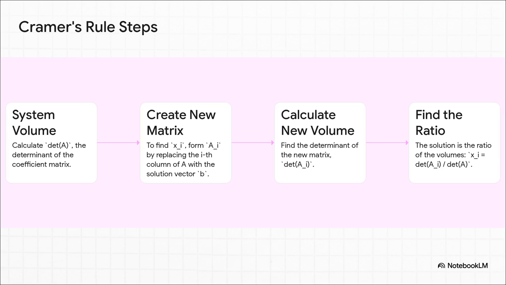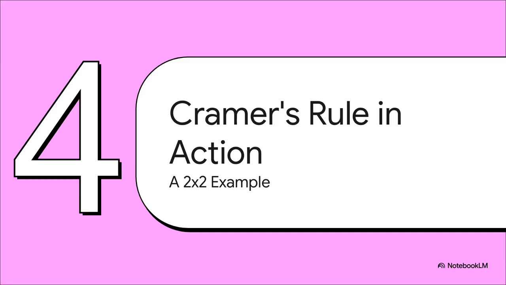First, you calculate the determinant of your main matrix of numbers. Let's call that the total volume of the system. Then, say you want to find x. You make a new matrix by swapping out the column for x with the answer column from your equations. You calculate the volume or determinant of that new matrix, and the value for x is just the ratio of those two, the new volume divided by the total system volume. That's it. The theory is really elegant, but let's make this real. Seeing how this works with actual numbers is what's going to make it all click into place.